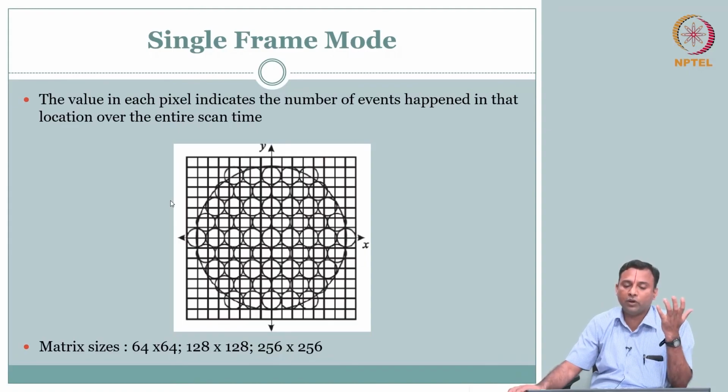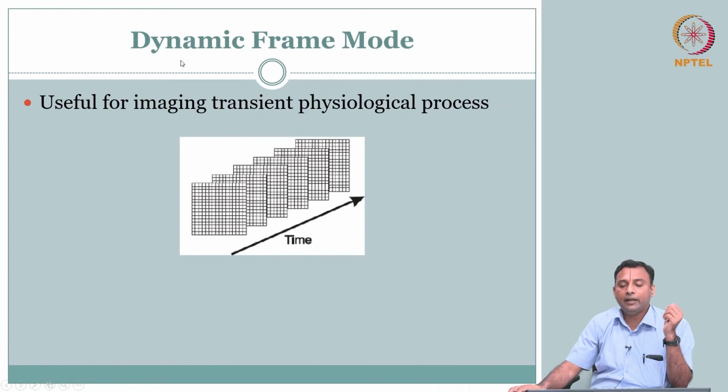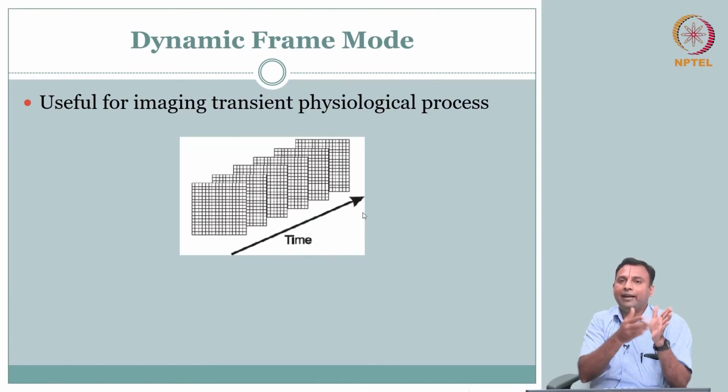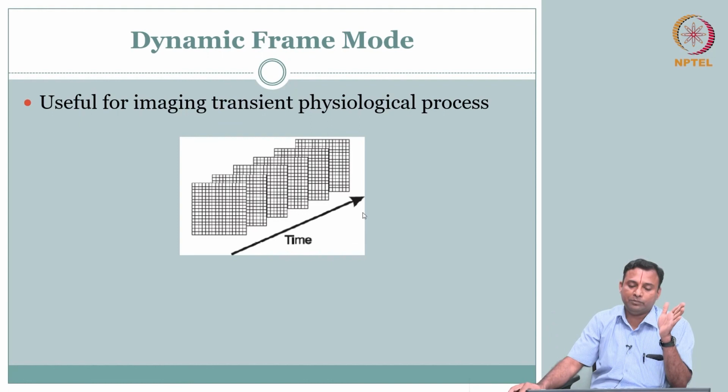So for all those things, I want to go for a dynamic frame mode. What is this dynamic frame mode? Very similar to your previous one. In the previous one you added everything; here you don't add, you retain each of the frames with a time index. So in a small delta t, I have one static frame, a single frame, and then after the next delta t I have another frame. If I have n delta t, then that is my n frames.